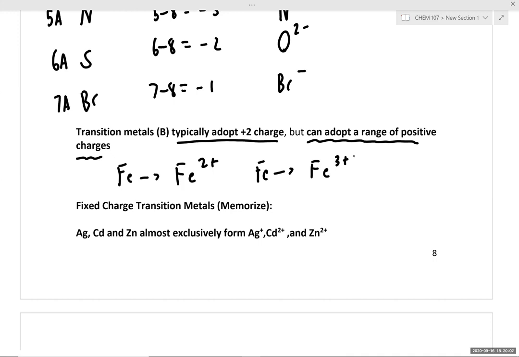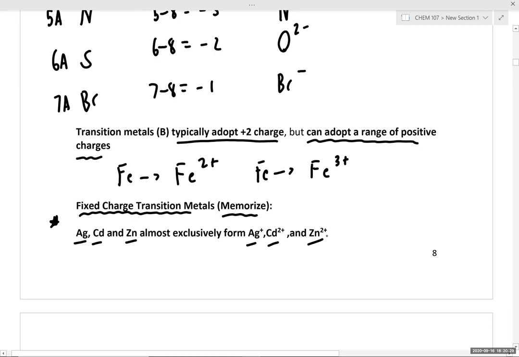So you can't apply the same rules for main group elements to transition metals. However, there are some exceptions. These are known as fixed charge transition metals. You'll need to memorize these. Silver, cadmium, and zinc form silver plus, cadmium 2 plus, and zinc 2 plus.